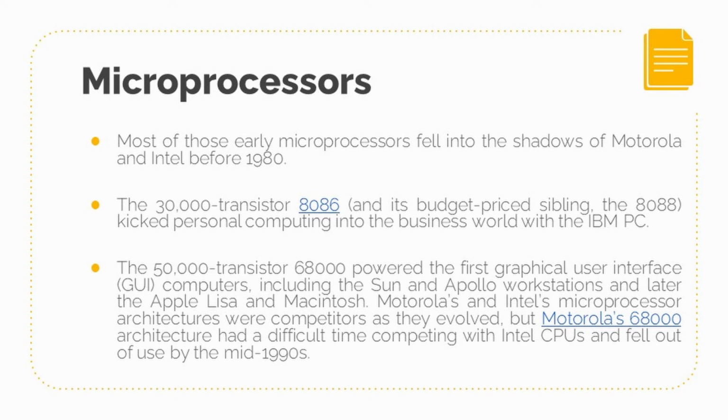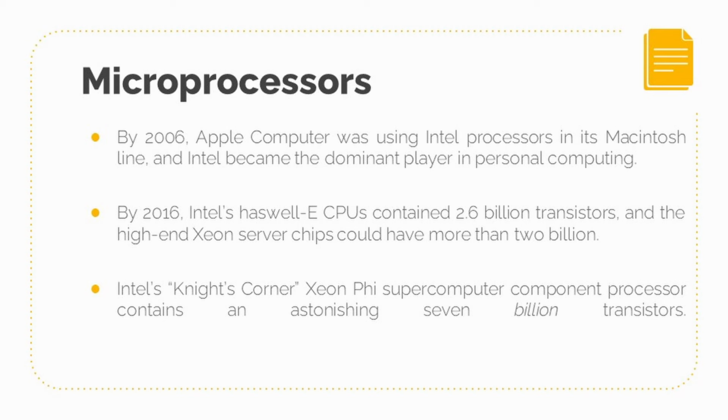Nonetheless, the legacy of the 68000 architecture lives on in various embedded systems, industrial applications, and legacy computing platforms. Its influence can still be seen in modern microprocessor designs and instruction set architectures. Indeed, the shift to Intel processors in Apple's Macintosh line in 2006 marked a significant turning point in the personal computing industry. Intel's dominance in the market continued to solidify over the years, with their processors becoming the standard choice for a wide range of computing devices, from desktops and laptops to servers and supercomputers.